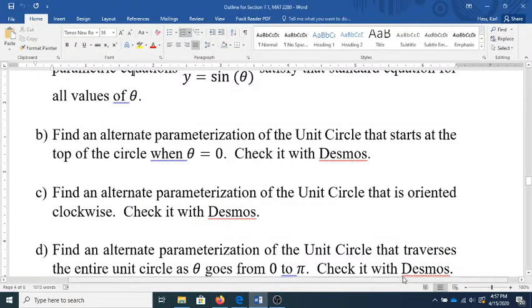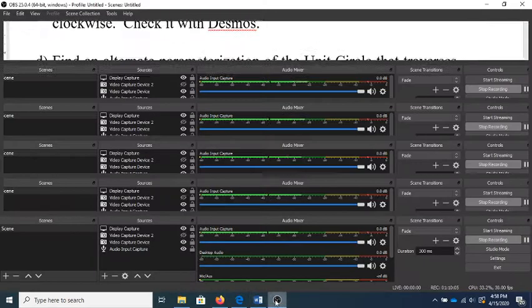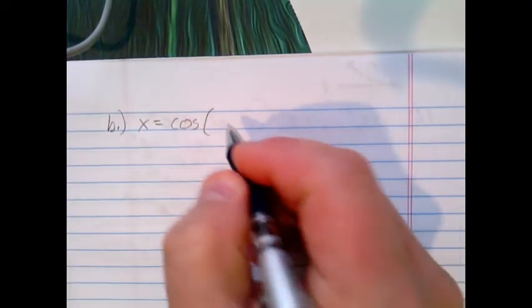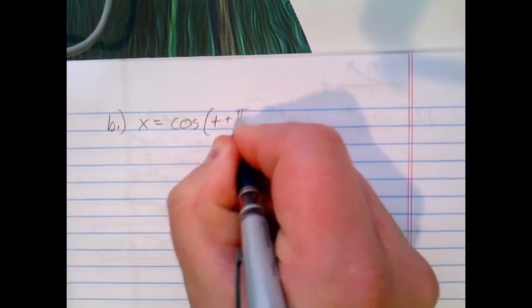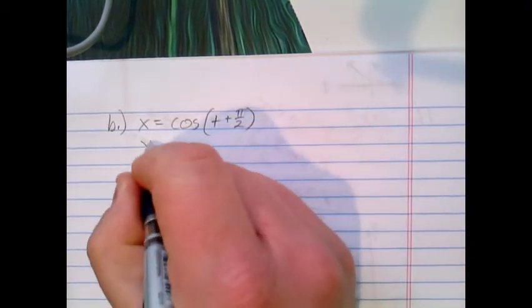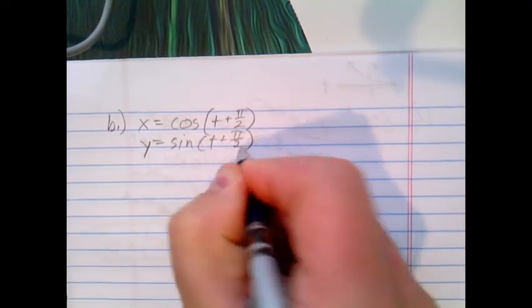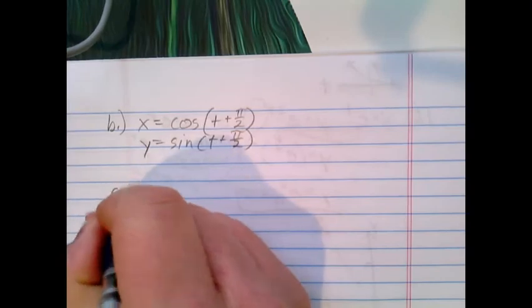That was part B. So you know what, maybe it would be good for me to actually write down what we did. Okay, let's write down what we did here in part B. We let x be the cosine not just of t, but of t plus pi over 2, and y be the sine of t plus pi over 2. That gave us a different starting point.